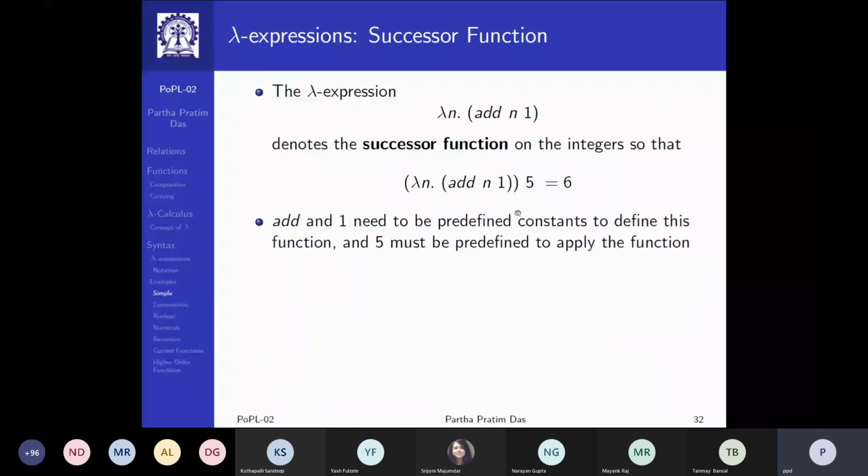Second is a successor function, which we have already seen. Add is taken to be a predefined constant. Numerals are also taken to be predefined constants. So lambda n dot add n 1 denotes a successor function. We'll give it a name, say SUCC, which is what it does. So it gives you the successor, quite obviously.